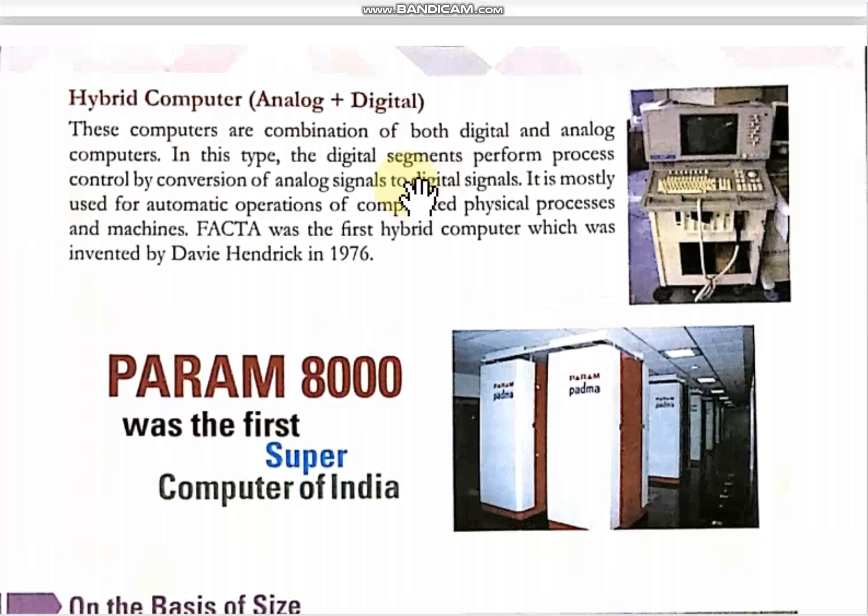Okay, let's have some fun fact. Do you know which was the first supercomputer of India? Yeah, the name was Param 8000. So Param 8000 was the first supercomputer of India.